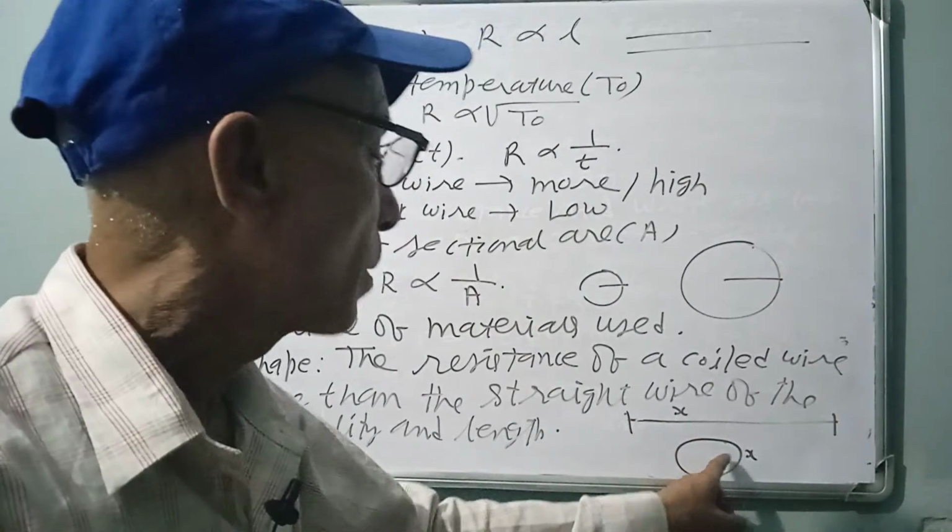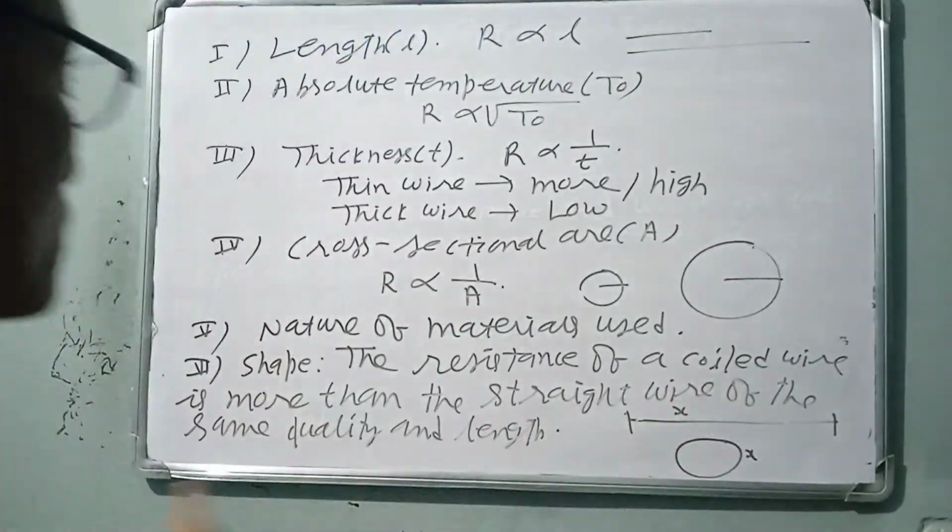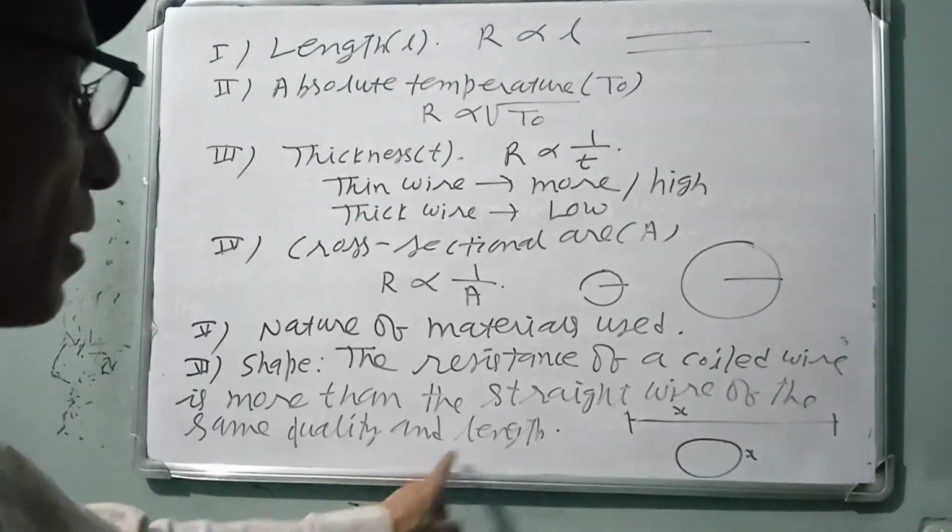Why? Because the coiled wire produces a magnetic field which opposes the flow of current.